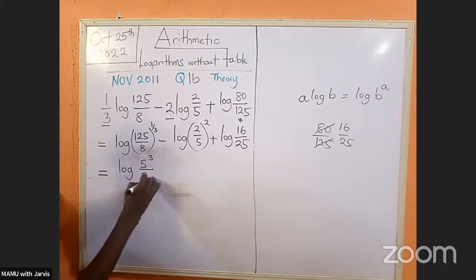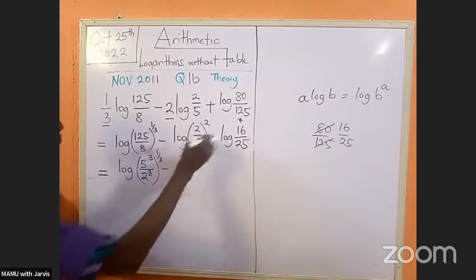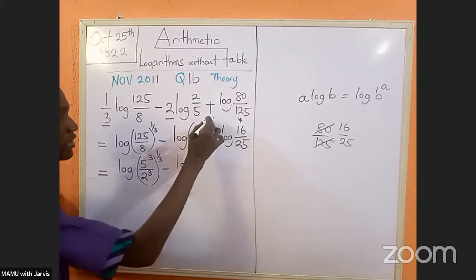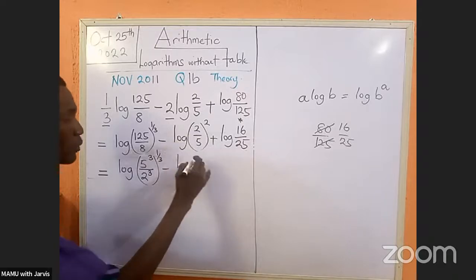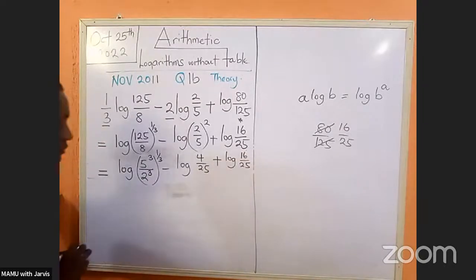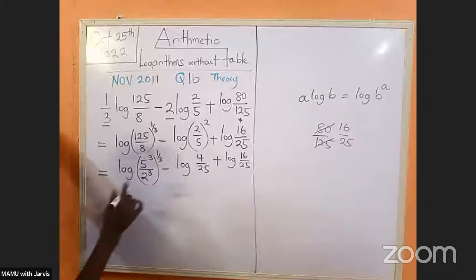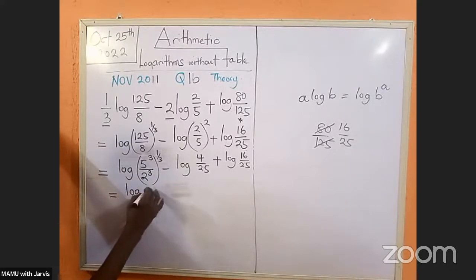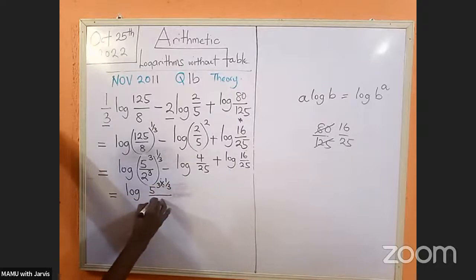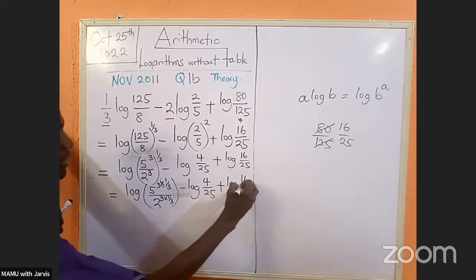If I do this correctly, that will be 2 to the power of 3, all raised to the power of 1/3. Minus, I can open this one up. This will be log 2 raised to this square will affect this and will affect this. So this will be 4 over 25 plus log 16 over 25. And remember, we said that if this will affect this, it will also affect this. So maybe I need to take one more line to help us with that. And that will be 5 raised to the power of 3 times 1 over 3 all over 2 raised to the power of 3 times 1 over 3, minus log 4 over 25 plus log 16 over 25.